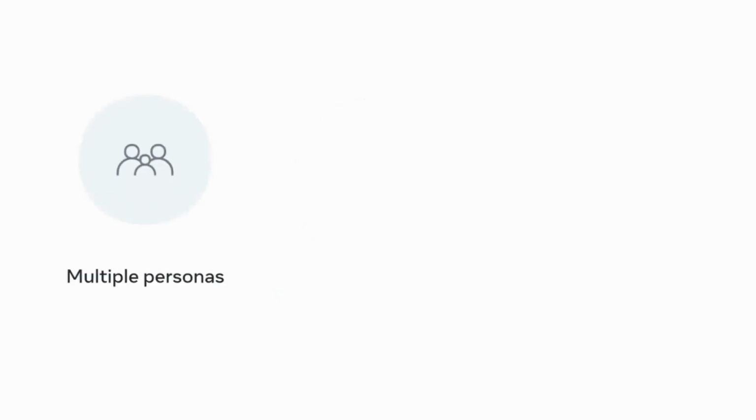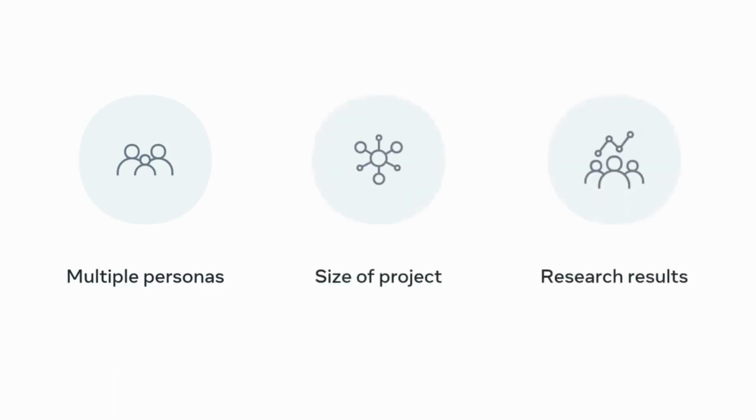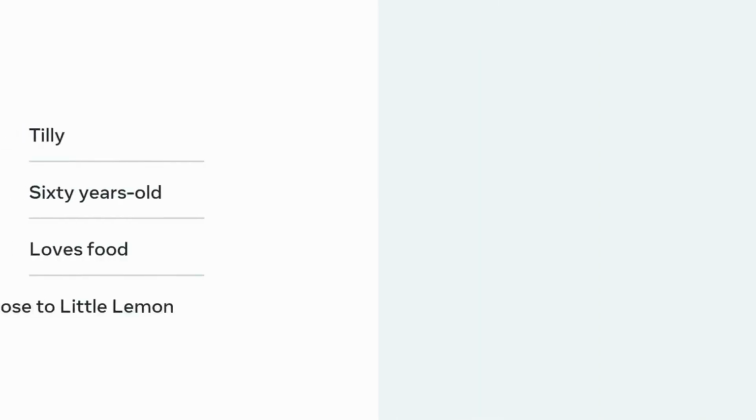UX teams can create multiple personas to solve for. It depends on the size of the project and the results of the research data. In this case, two user personas were created, one for a typical returning customer and another for a new customer. Let's explore one of them. Her name is Tilly. She is 60 years old and loves food. She lives close to the Little Lemon restaurant. She loves their vegan penne carbonara.